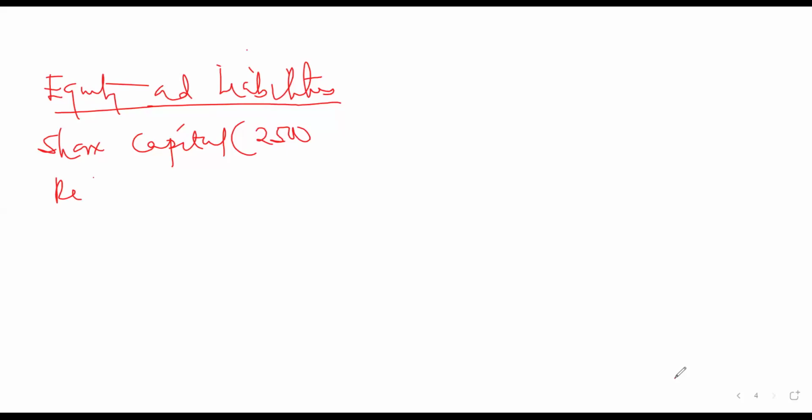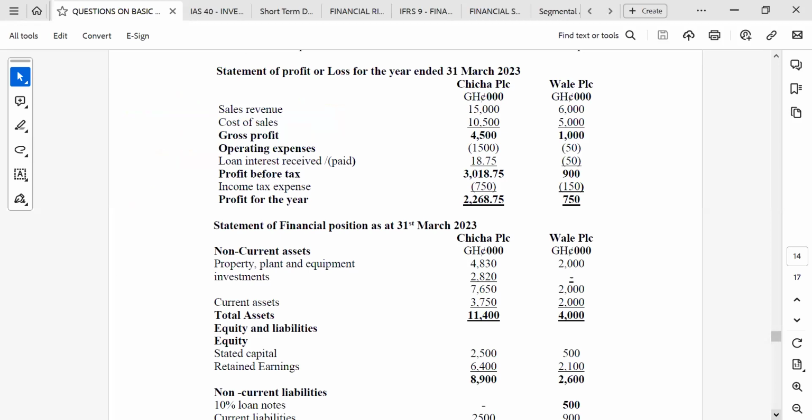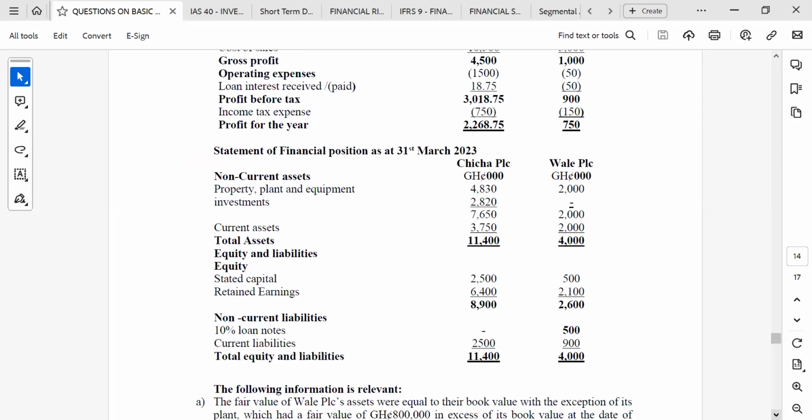Then we have the retained earnings, for which we do workings. So we go and do workings for that. Then we come to the non-controlling interest, which will be the NCI. Then we go to the next one, which will be the non-current liabilities, that will be the 10% loan notes.